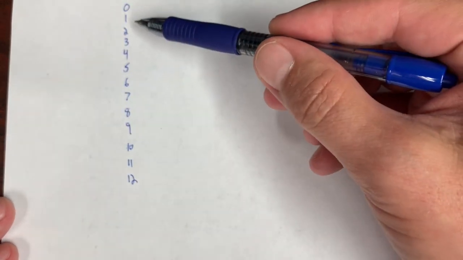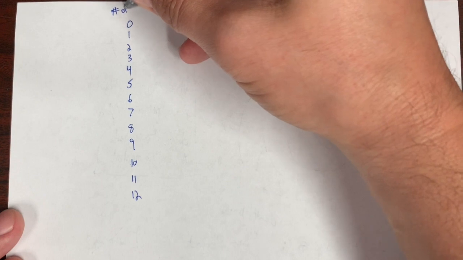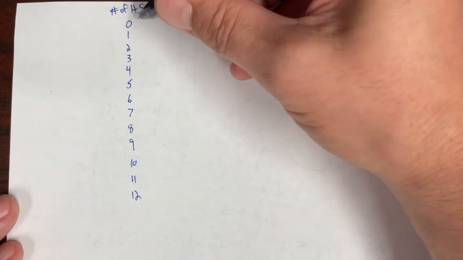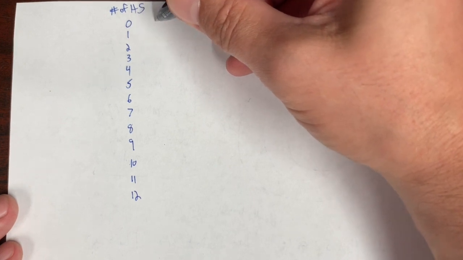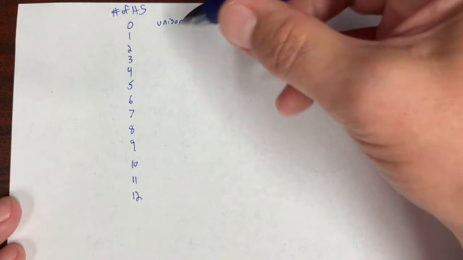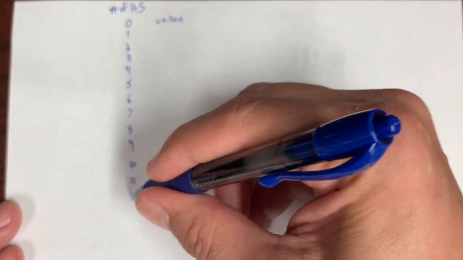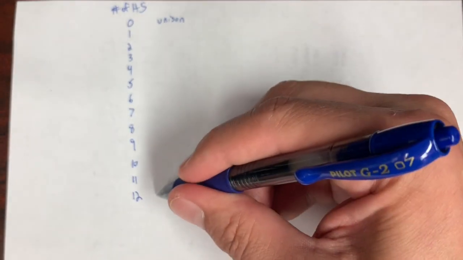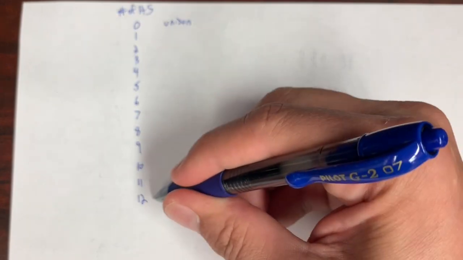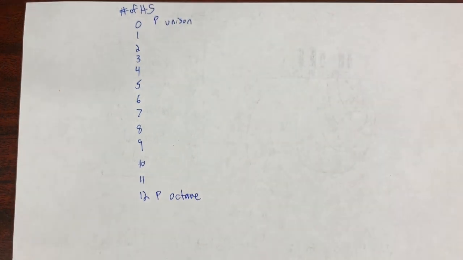So if you consider these as frets on a guitar, it's also the number of half steps. And that's what I'm going to call this column, the number of half steps. So if you have 0 half steps, that's going to be our unison. The interval between a note and a note 0 half steps away is our unison. And the interval between a note and the note 12 half steps away is our octave. And when I say those, I mean perfect unison and perfect octave.